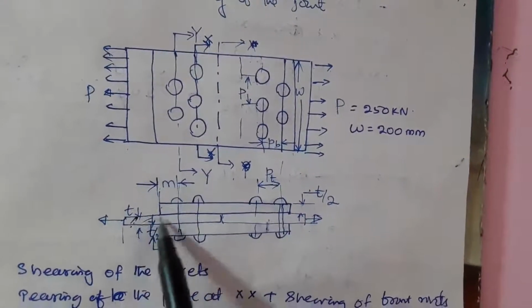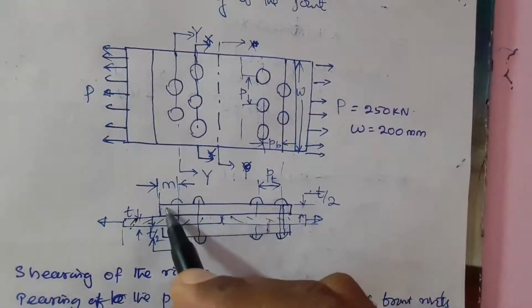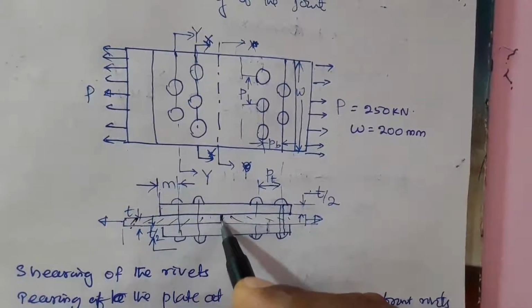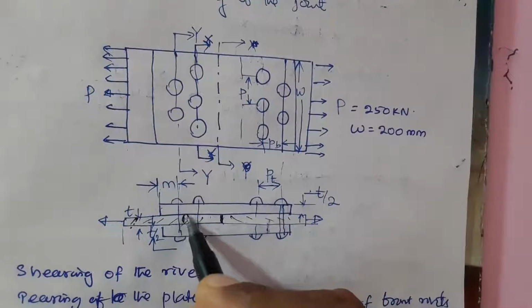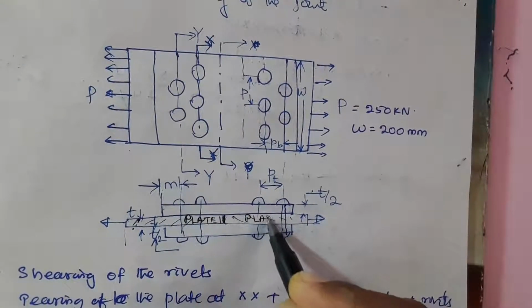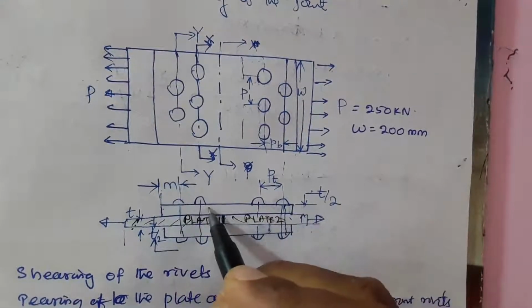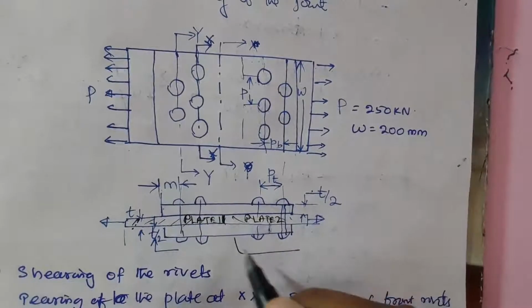This one is plate 1, this is another plate 2. They are joined with a butt joint because their ends are brought together. This is plate 1, this is plate 2. They are joined together, and there are two cover straps, the top cover strap and the bottom cover strap.